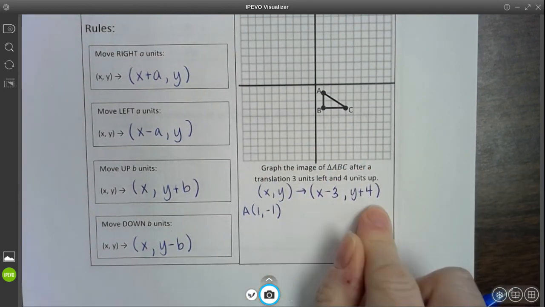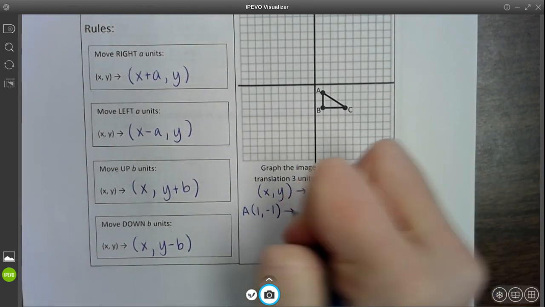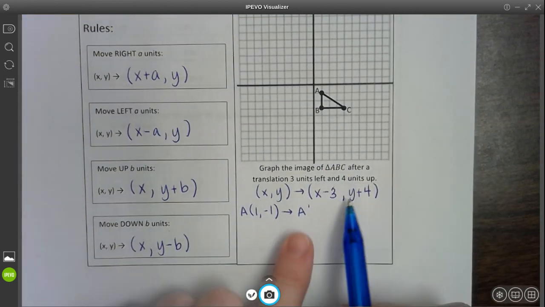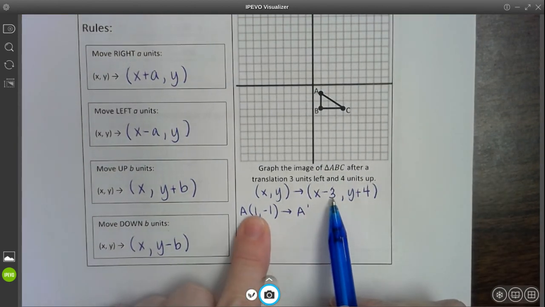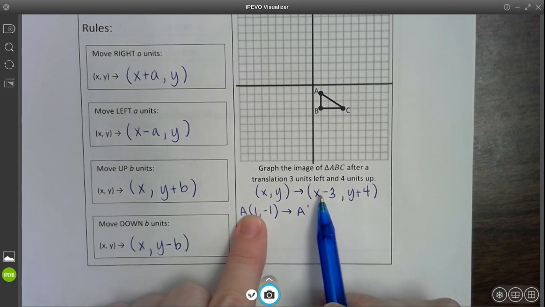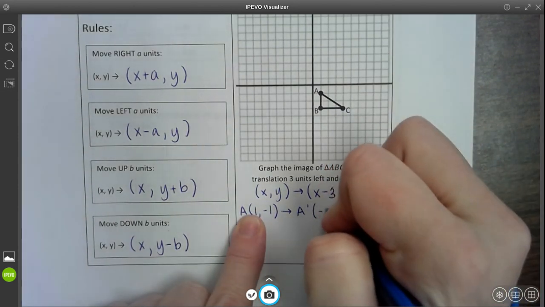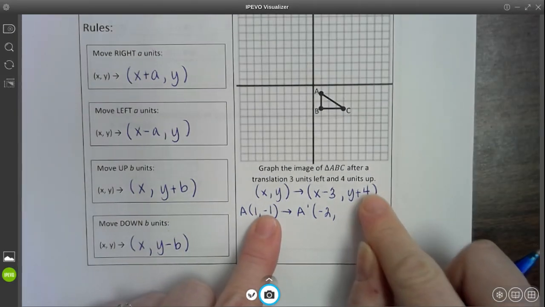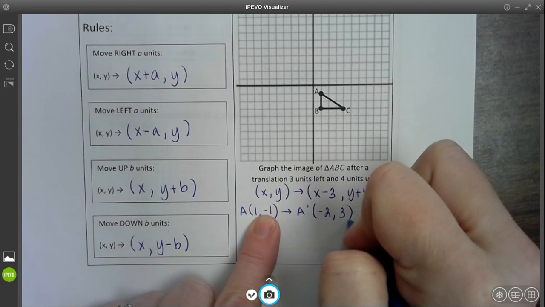So if I apply the rule, that's going to get me to A prime. Applying the rule, I'm going to subtract 3 from the x coordinate. So 1 minus 3 would be negative 2. And then I'm going to add 4 to the y coordinate. So negative 1 plus 4 is positive 3.